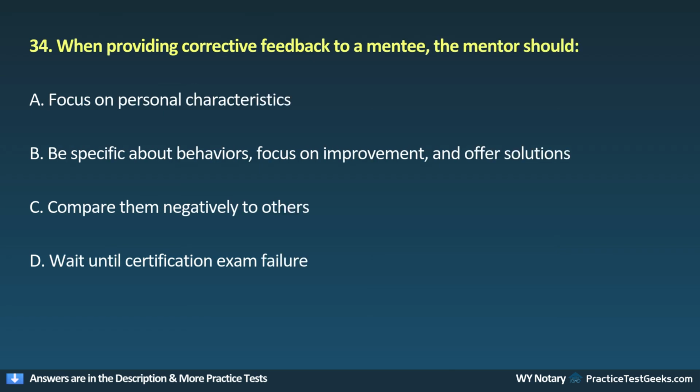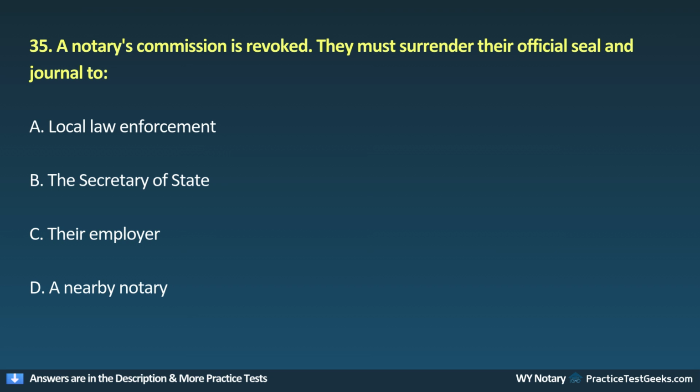34. When providing corrective feedback to a mentee, the mentor should A. Focus on personal characteristics. B. Be specific about behaviors, focus on improvement, and offer solutions. C. Compare them negatively to others. D. Wait until certification exam failure.